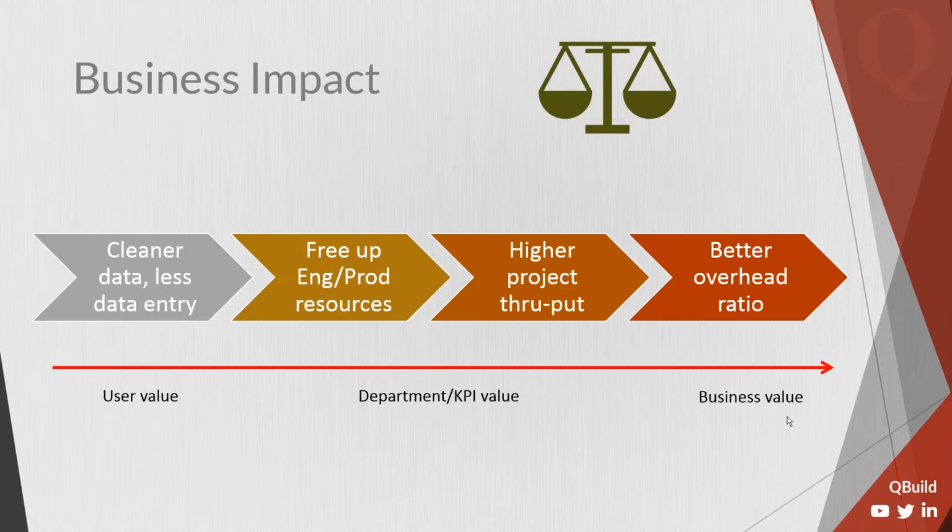The business impact of CADLink here, so we're talking about having cleaner data and less entry, less time and work needed for the user when they're at this step of bringing the engineering data over into CSI. This allows them to free up engineering and production resources, having a higher throughput of projects, so now being able to process and chew through more and more projects in the same time frame because less time is spent on this step or on the data entry aspect. Then this leads to a better overhead ratio.